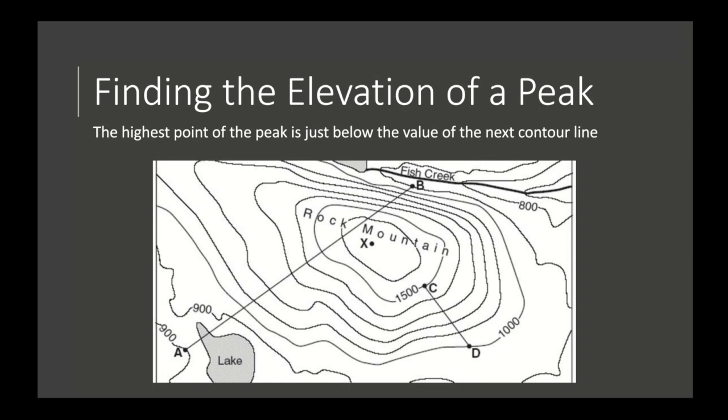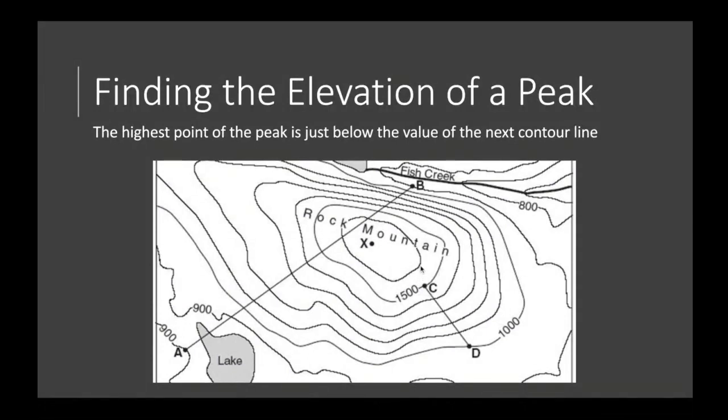So we have 1,000, 1,100, 1,200, 1,300, 1,400, 1,500. But the peak of the mountain isn't at this 1,500. We have another contour line right after that 1,500. So we can say that that's going to be 1,600 feet. Now, if the peak of the mountain was over 1,700 feet, we would see another contour line depicting the peak of that mountain.